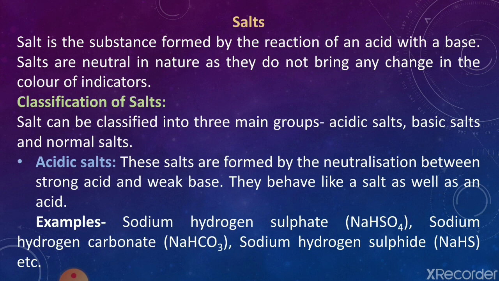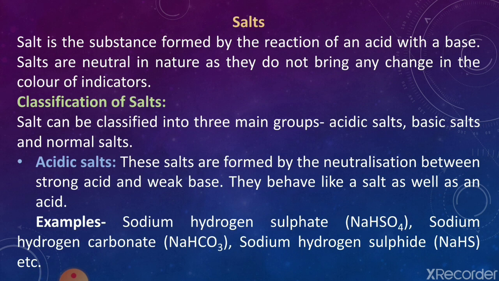Actually, this classification is based on how strong any acid or how strong any base is, means what type of acids and bases are reacting together. On the basis of strength of acids and bases, these three types of salts are there. The salts are classified in three types, that is acidic salts, basic salts, and normal salts. So first we will see acidic salts.